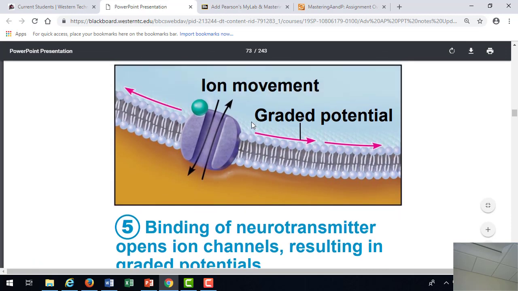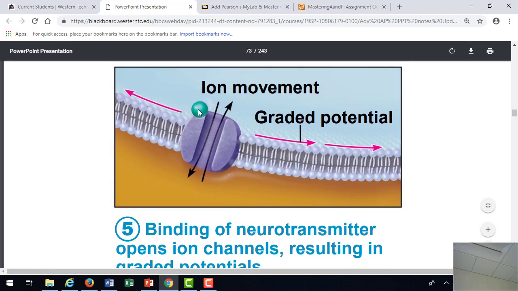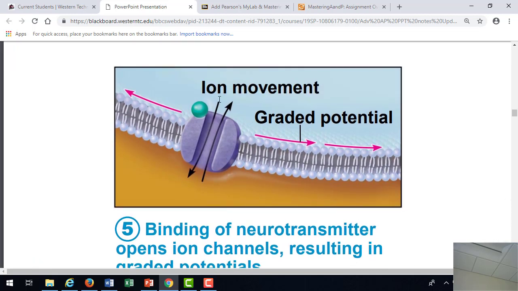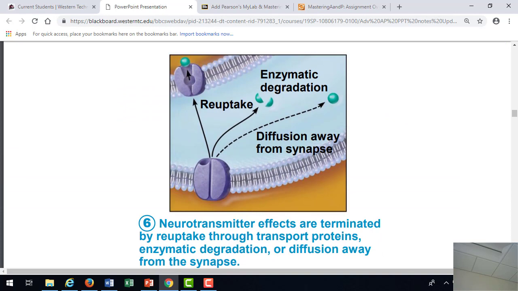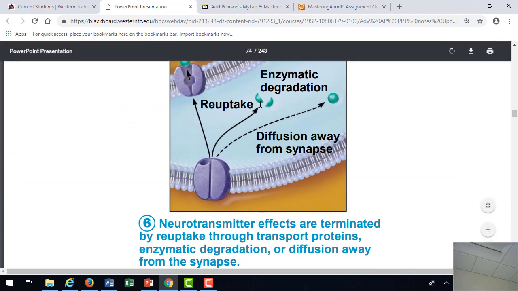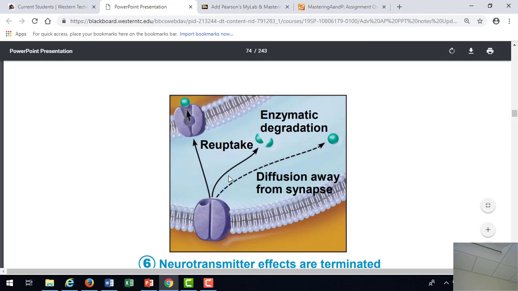So here's my neurotransmitter binding to the postsynaptic neuron. Ions are flowing through. We get a graded potential on the postsynaptic neuron. And then again, an enzyme breaks it down, diffuses away, or it's taken back up. We call that reuptake, if part of the neurotransmitter that's broken down by the enzyme is retaken up into the presynaptic neuron.